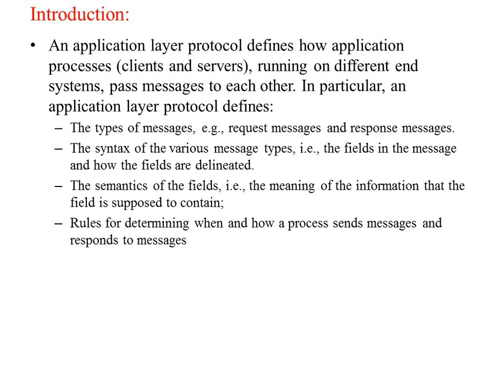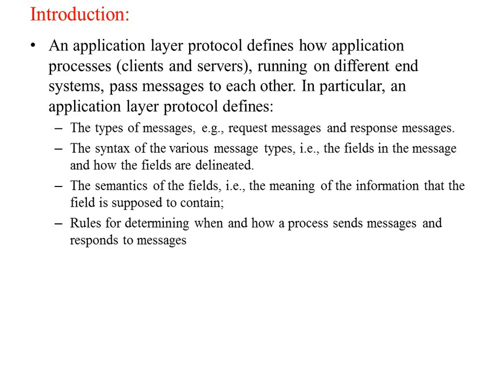So you know that layer to layer communication we have already seen in the OSI model, and each layer has a different protocol associated with it. So application layer is also not an exception for that. For application layer also, the application layer protocol defines how the application processes, that is client and servers, running on different end systems pass the message to each other. Let me complete the definition first.